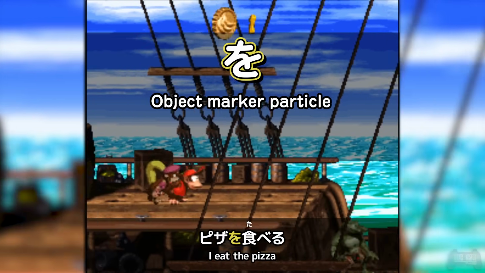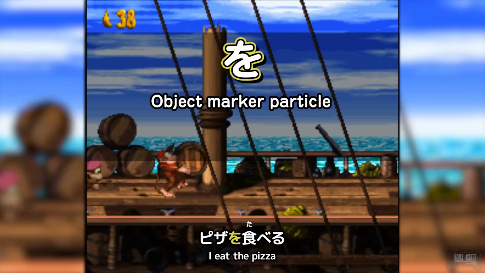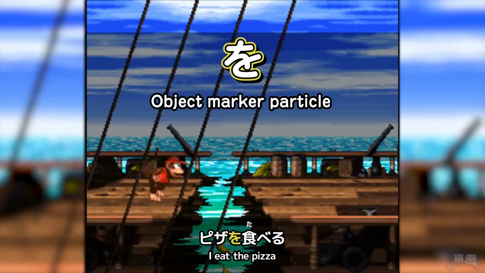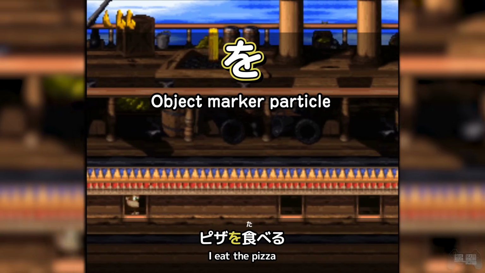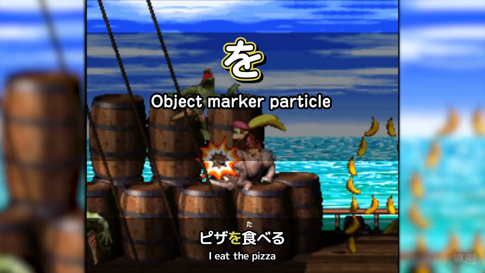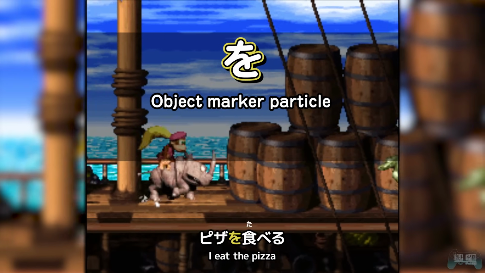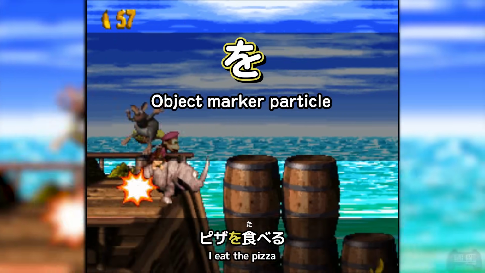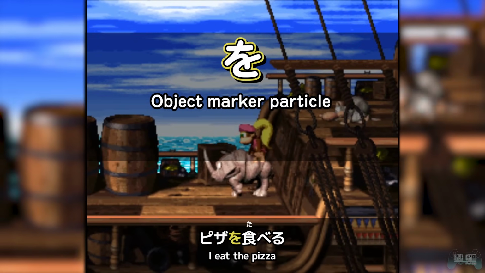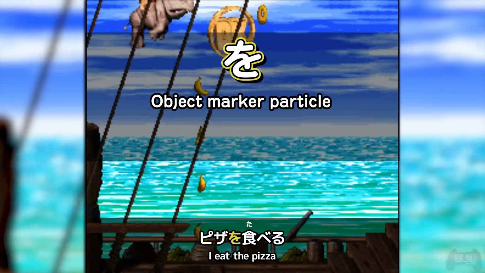For example, pizza o taberu. Taberu is the action, the verb to eat. O shows exactly what I eat. So, what do I eat? Pizza. Pizza o taberu. So the word that comes before o is what I'm doing that verb to. And so really, in whatever situation you would like, whatever is the target of the verb, you can mark it by using the o particle after that noun.